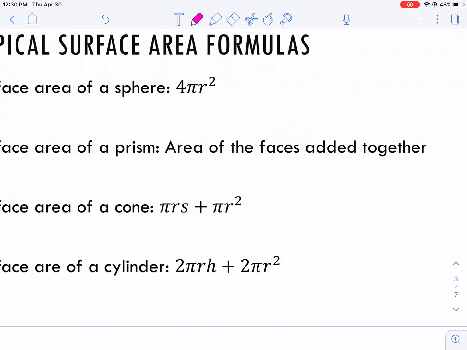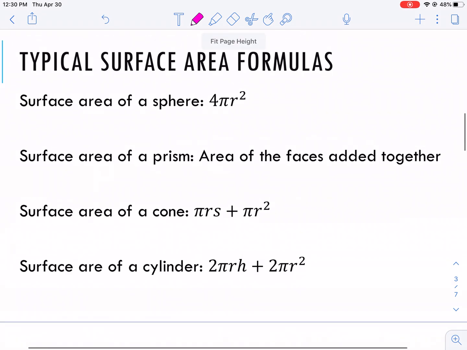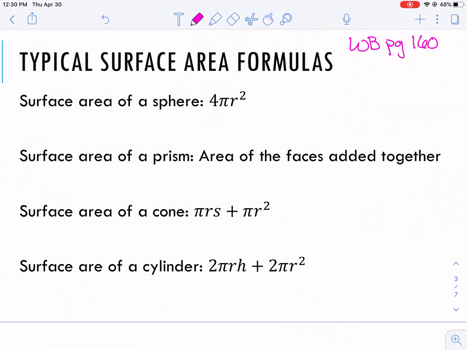So with this week, like last week, on workbook page 160, all these formulas are listed. The volume formulas are going to be listed there as well. And so this will just help us. You don't have to memorize these. They'll just help you with your assignments. I've also uploaded the page onto Schoology if you do not have your workbook or threw it away, okay?